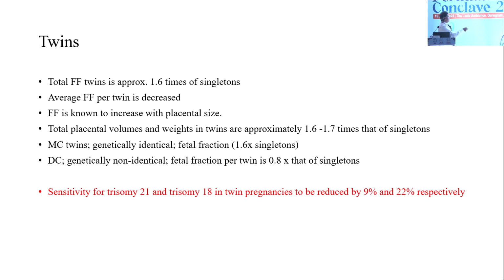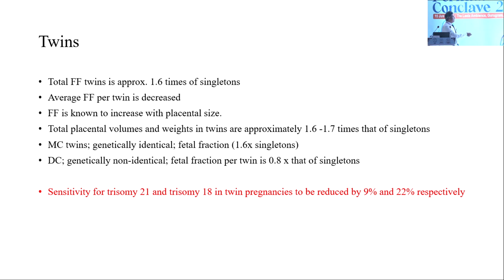Now, as far as the fetal fraction of twins is concerned, it is not 2 times the fetal DNA available in the maternal blood. It is only 1.6 times, right? And second, we can have a masking, we can have heterokaryotypia, we can have a small amount of fetal DNA per fetus available in a DADC or DAMC twin.